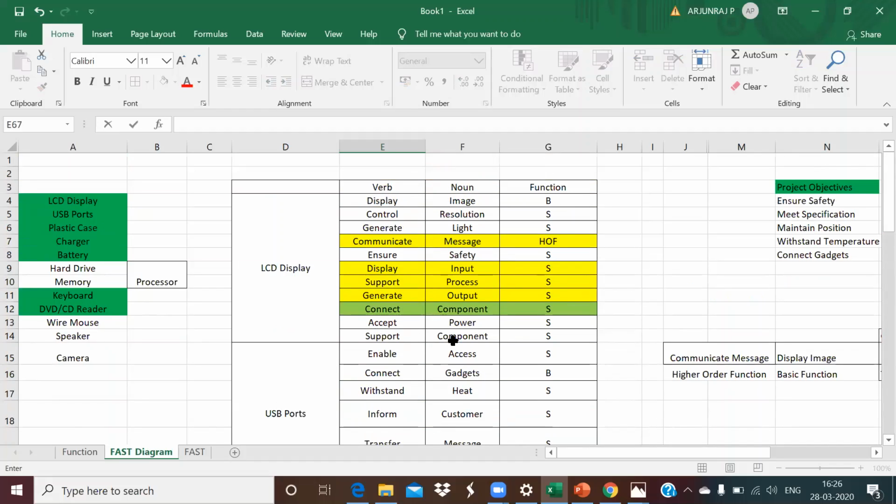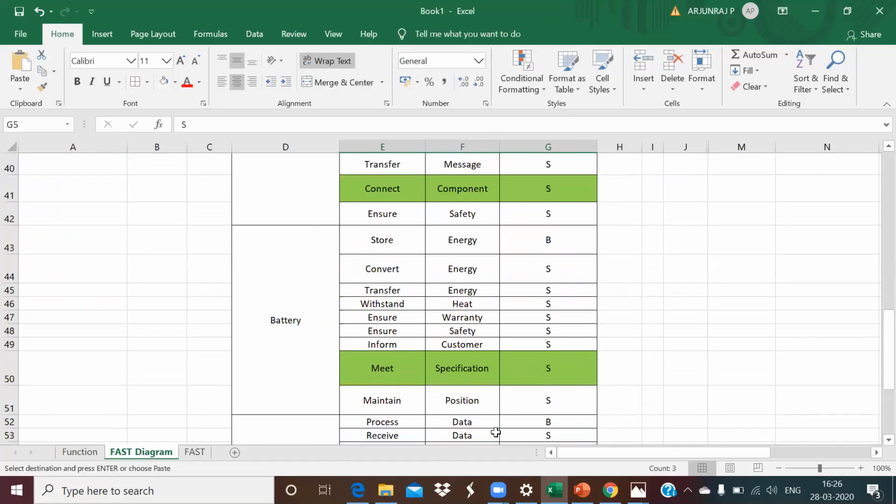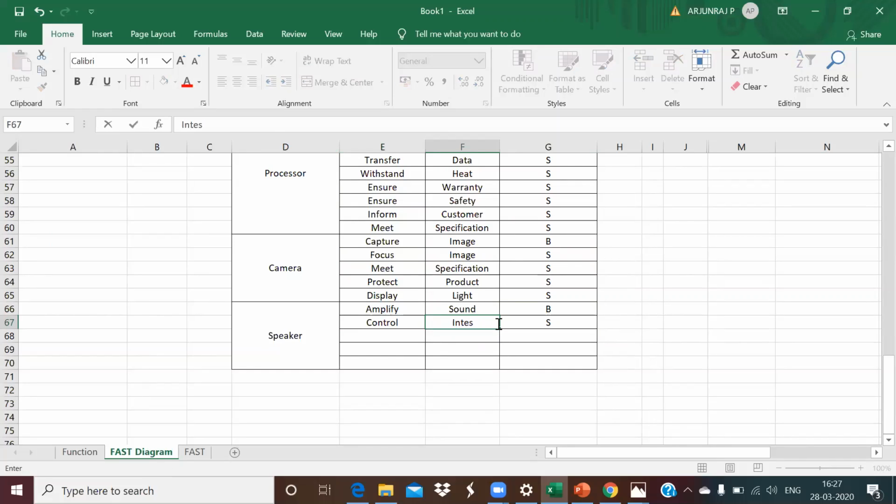LCD. Control resolution or control volumes, or sound control features. Control feature can be a part of the feature that indicates the volume increase, decrease, or control of intensity. Yeah, control sound or resolution. Control intensity. Okay. Then withstand environment like dust. Environment in common.